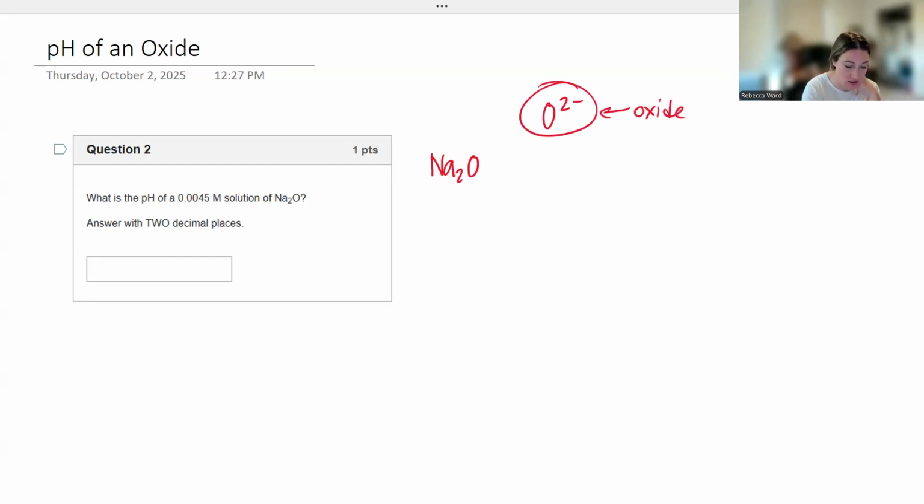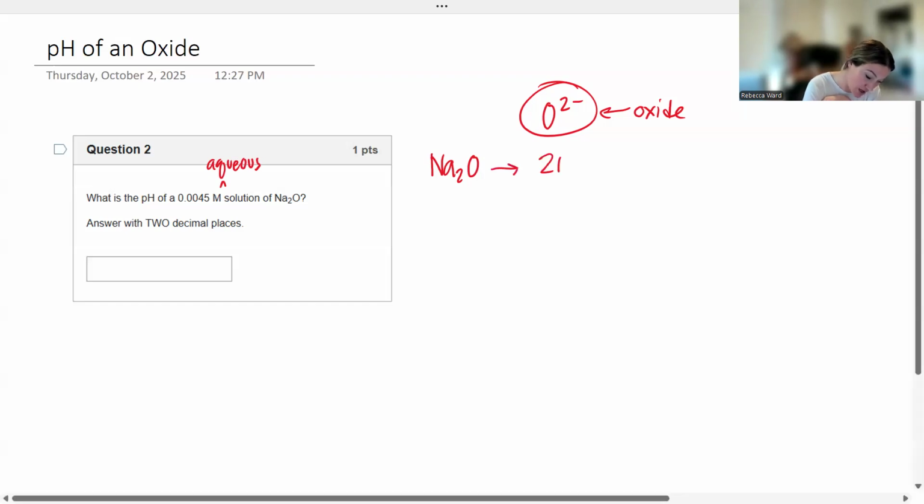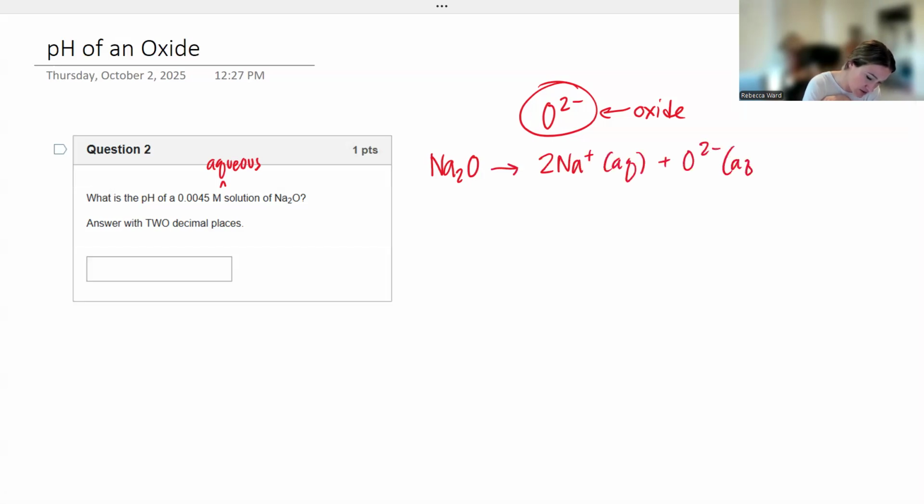That's our oxide. When Na2O dissolves into water, and I should probably have specified that this is aqueous. See, this is why we write the exams as a group, so that all of my little tiny mistakes are caught. Anyway, Na2O, when it goes into aqueous solution, is going to dissolve into 2Na plus and O2 minus. O2 minus is a really strong base.